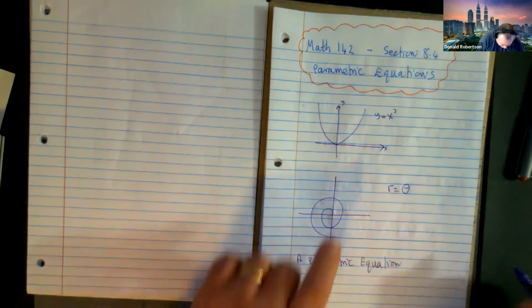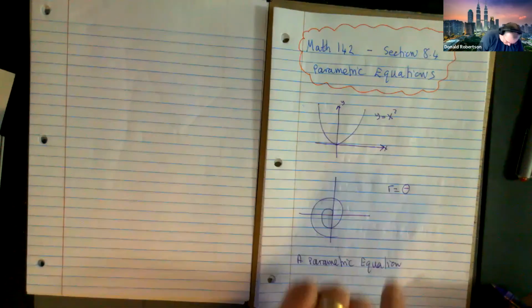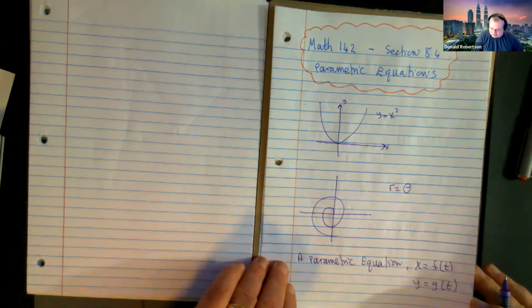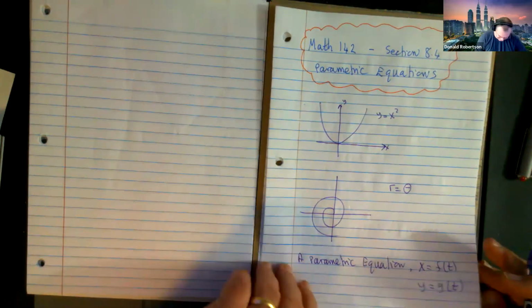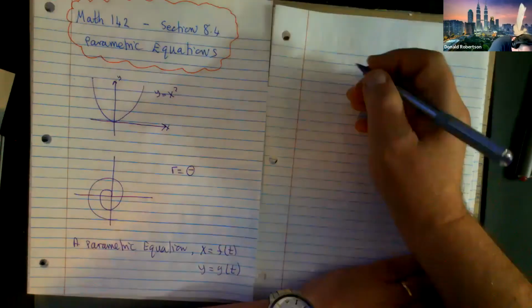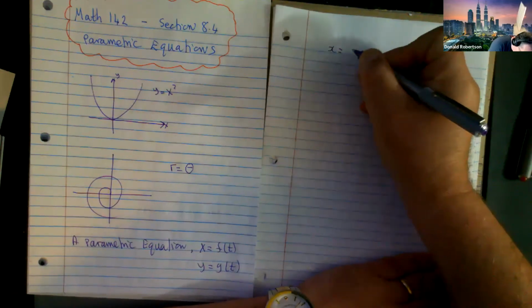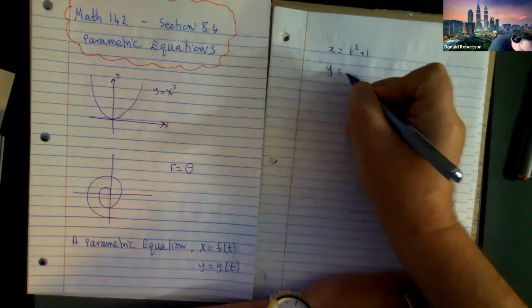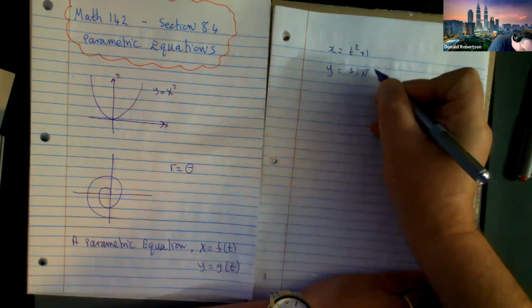We use the x and y coordinate system, but we tell you the x and y coordinate in terms of a variable called t. So let's show you what a parametric equation might look like. You might say x is t squared plus 1 and y is the sine of t.